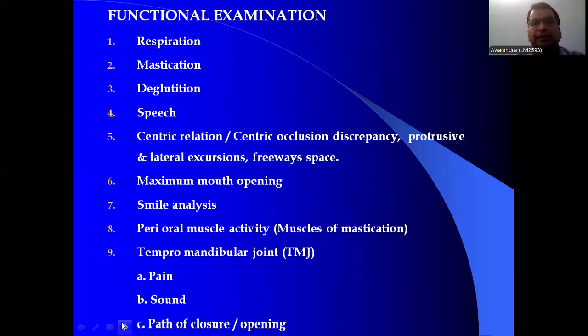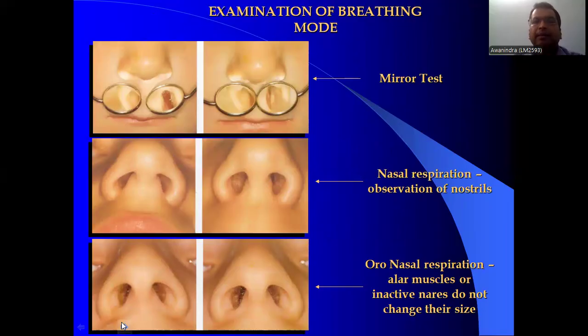There are some functional examinations which are very important for orthodontic diagnosis: respiration, mastication, deglutition, centric relation, centric occlusion, maximum mouth opening, smile analysis, perioral muscle activity, and temporomandibular joint examination, noting the pain, sound, and path of closure. Breathing is examined by the mirror test. The patient is advised to breathe in front of the dental mirror and the vapors are noted. Nasal respiration, observation of nostrils, oral nasal respirations.